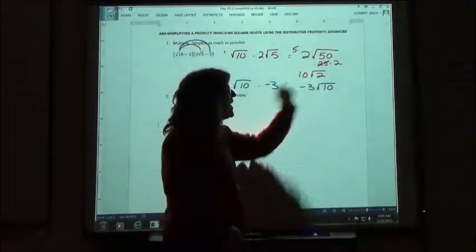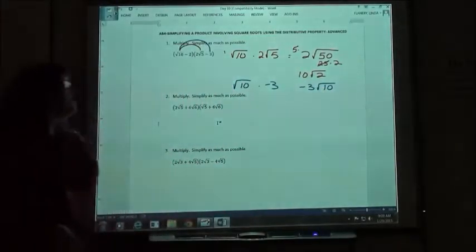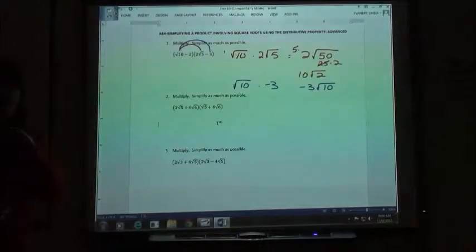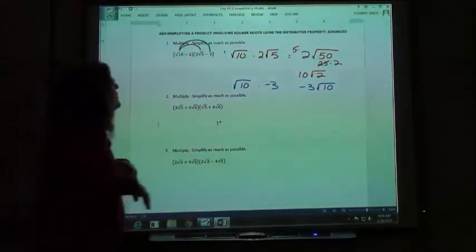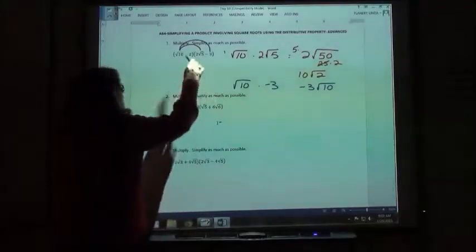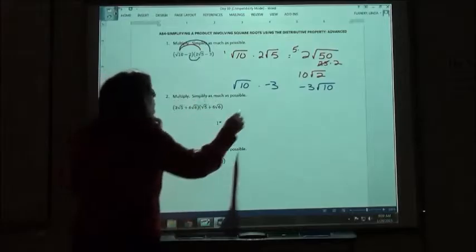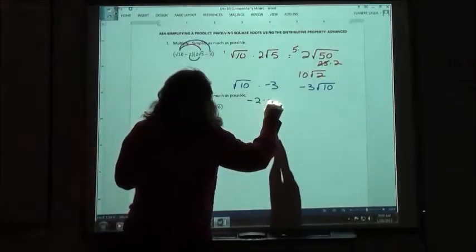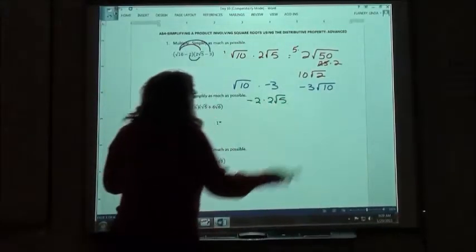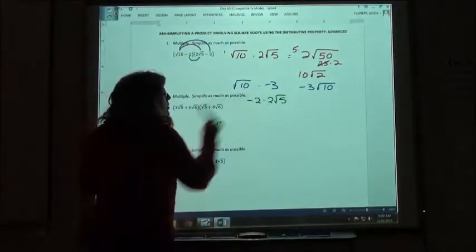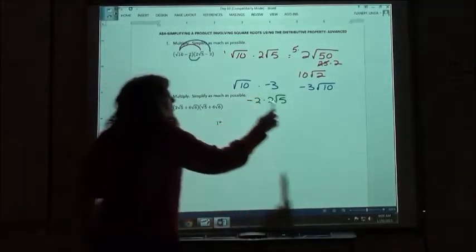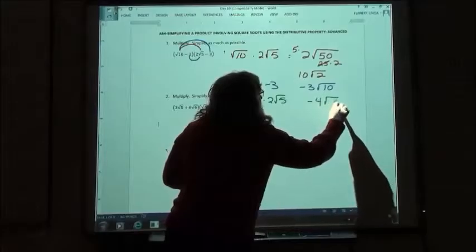Now with 10, we can't simplify it because 10 doesn't have any factors that are perfect squares. 2 times 5, neither of those are perfect squares, so we just left that the same. We then have to do the inside pair. So on the inside pair, we took negative 2 times 2 square root of 5. We're going to multiply the whole numbers together. Negative 2 times 2 is negative 4, square root of 5.